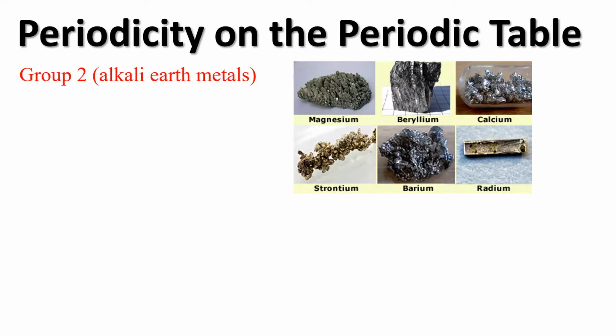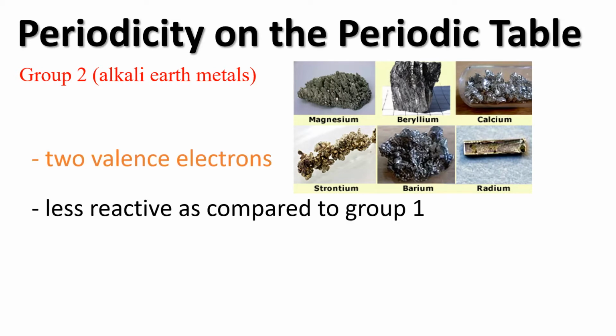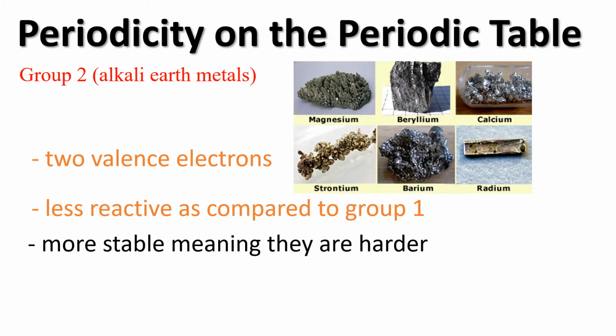I'd like to talk now about the group 2 alkaline earth metals. So they're group 2, so they have 2 valence electrons. They are less reactive compared to group 1. And the reason they're less reactive is because they're harder. So they're more stable, meaning they are harder metals. So they're not soft. You can't cut these with a knife.